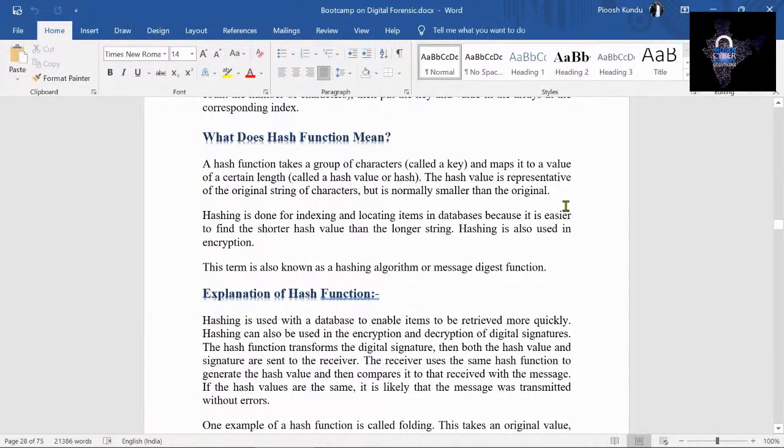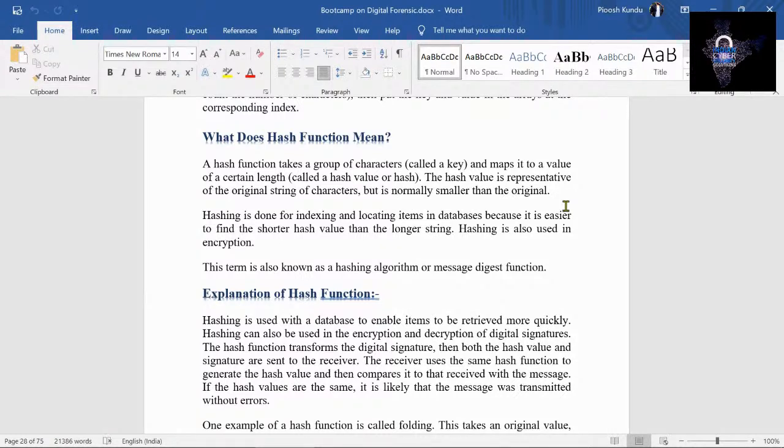Now, what do hash functions mean? A hash function takes a group of characters, which is a key, and maps it to a value of a certain length. This is the hash value. The hash value is representative of the original string of characters. It is normally smaller than the original.